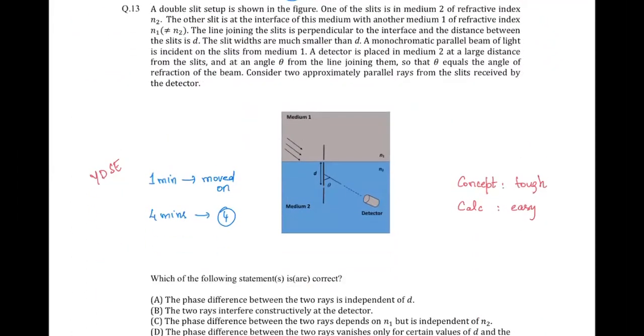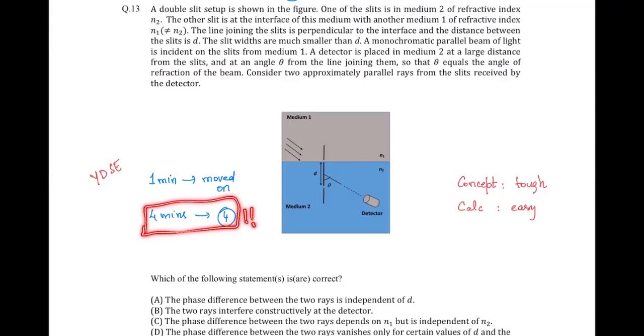Okay, then YDSE. So YDSE, a modified one where one part of the slit is in a particular medium, another part of the slit is in a different medium. Conceptually, it's a tough question. Calculation wise, nothing much involved, but you need to get the correct idea of approach. Either you decide in 1 minute and move on, or you spend around 4 minutes of time to get the concept. It is based on optical path.